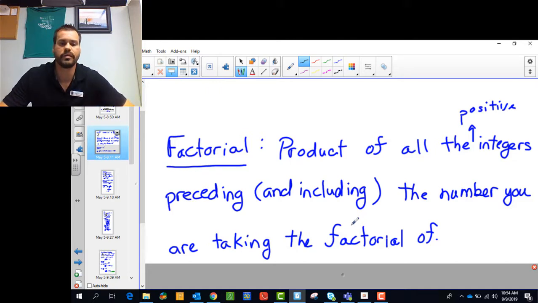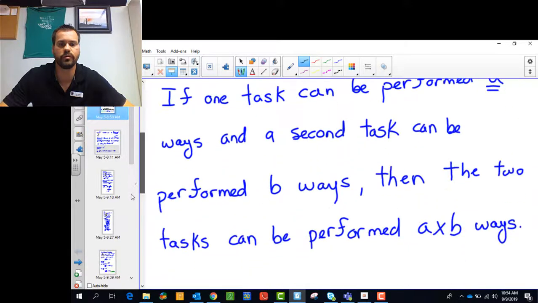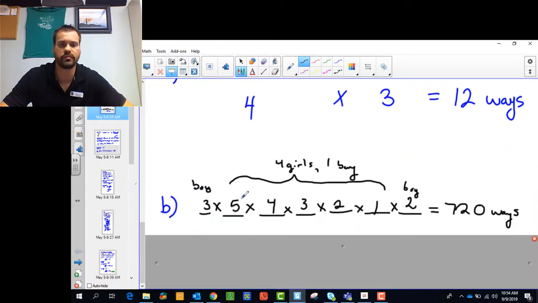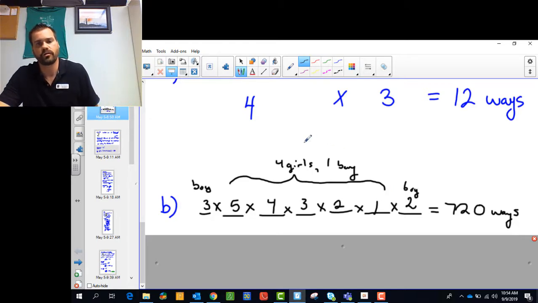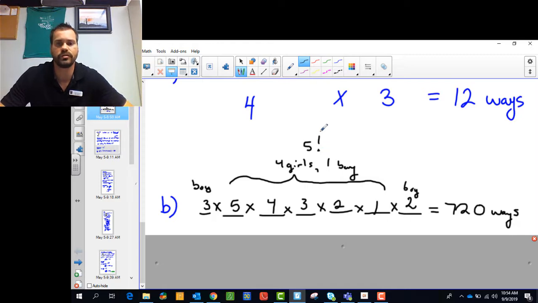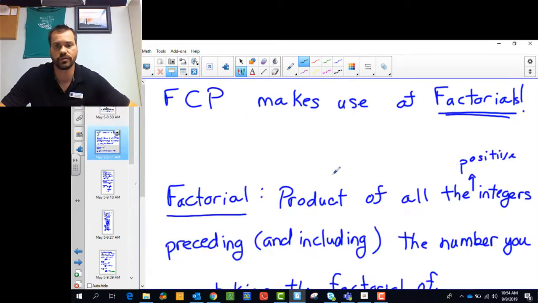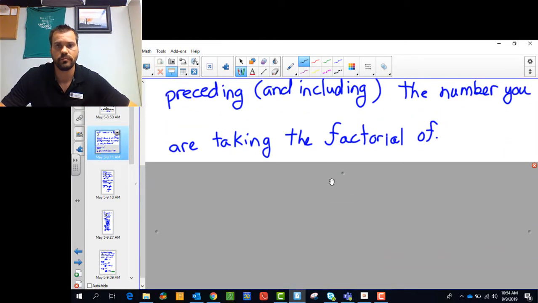Okay, and the reason it uses factorials, if you jump back here for a second, you can kind of see why that might be helpful, because if you look at this, that's 5 times 4 times 3 times 2 times 1. So that's actually just 5 factorial. Okay, and we denote it with an exclamation point. So you'll see on your calculator, if you look, that it has that exclamation point. That's what it means. 5 exclamation point means 5 times 4 times 3 times 2 times 1. Okay, so we're going to use factorials as we count.